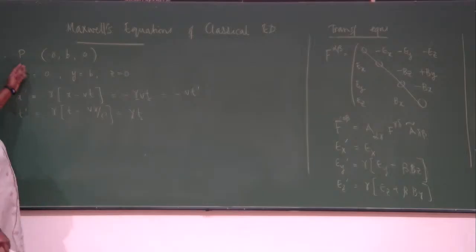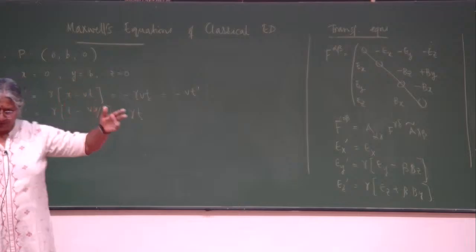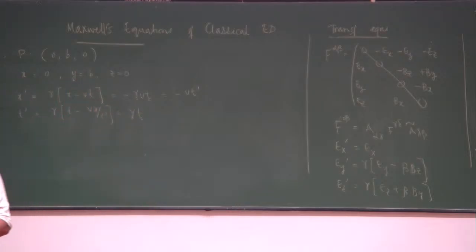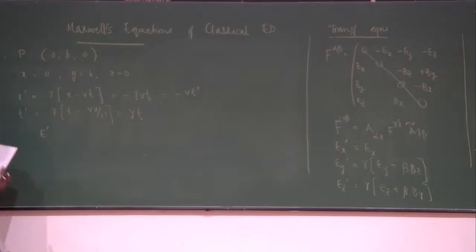Since he is sitting at rest and the charge is moving away with velocity v, it looks like it is receding with minus Vt prime from him. So these are the transformation laws. Now that we know these x and x prime, let us write with these things. Let's start with E prime. So what are the coordinates of E prime?